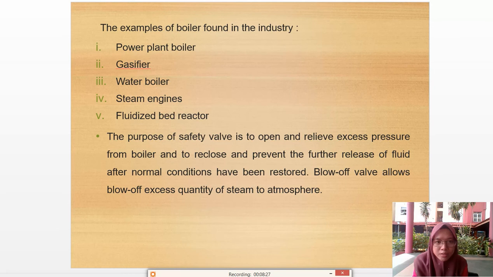Some examples of boilers found in the industry are power plant boiler, gasifier, water boiler, steam engines, fluidized bed reactor. The purpose of the safety valve is to open and relieve excess pressure from the boiler, and to reclose and prevent the further release of fluid after normal conditions have been restored. The blow-off valve allows blowing off excess quantity of steam to the atmosphere.